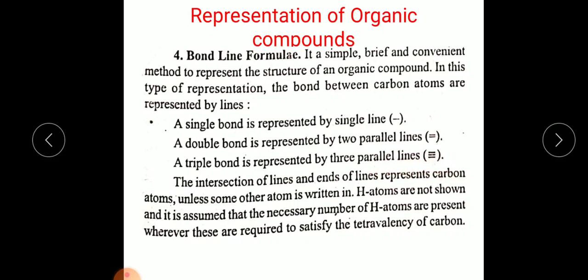Okay. The intersection of lines and the end of lines represent carbon atoms unless some other atom is written in. Hydrogen atoms are not shown, and it is assumed that the necessary number of hydrogen atoms are present wherever these are required to satisfy the tetravalency of carbon. Okay. We'll see how we can write down the bond line formula.